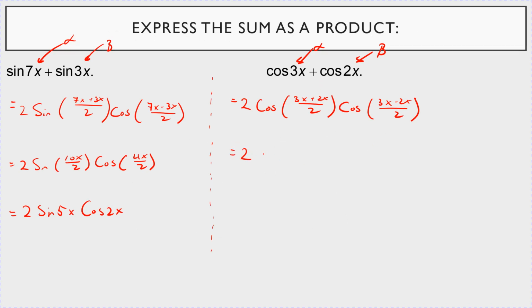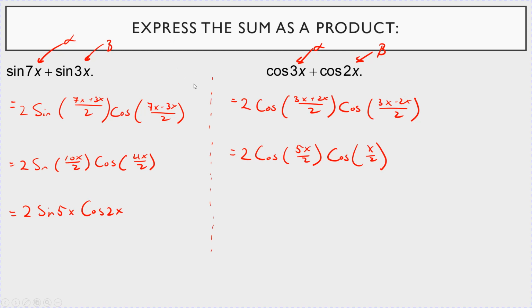Well, look, here you're just going to get cosine of 5x divided by 2. We're going to leave it as that. We're not going to write it as 2.5, okay? And then this just becomes 3x minus 2x. This just becomes cosine of x over 2. And we got it. So this is just straight following the formula here.